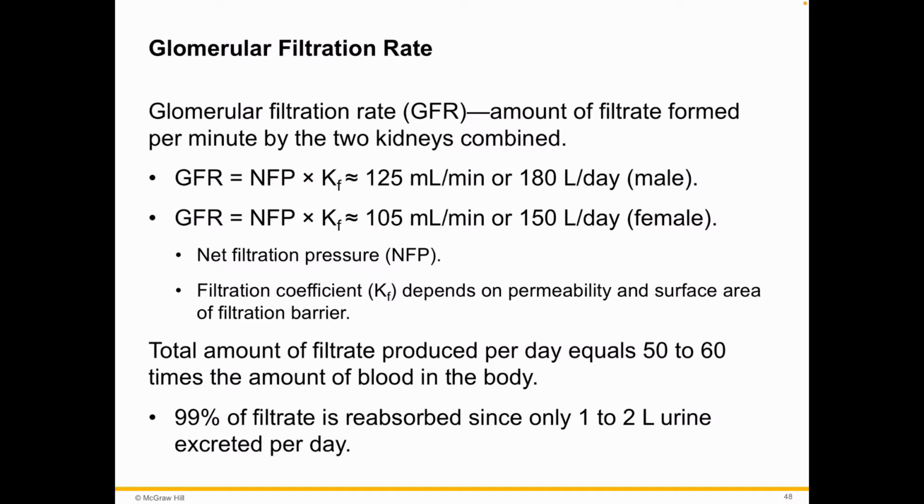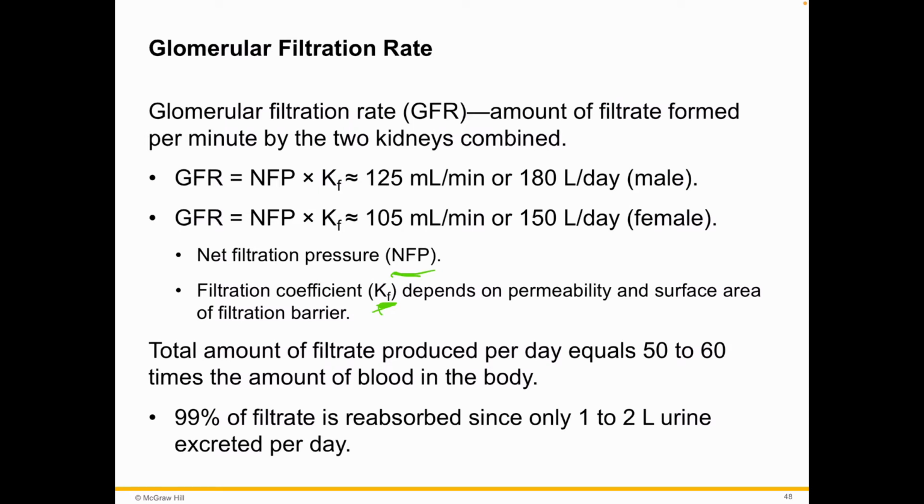Some key terms: net filtration pressure, NFP, and the filtration coefficient, which is KF. The filtration coefficient depends on how easily the filtrate is going to be able to pass from the afferent arterioles into the renal corpuscle, and then eventually through the proximal convoluted tubule and all that good stuff.